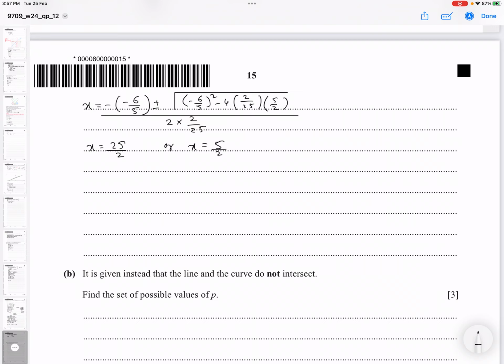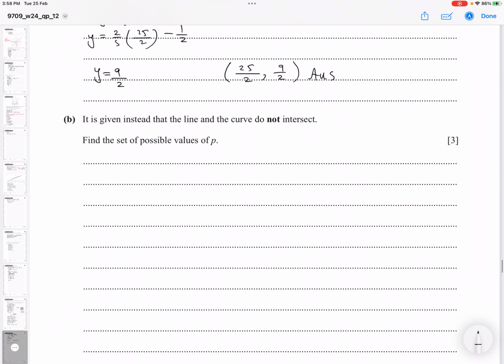So put this in the equation y is equal to 2 over 5 x minus 1 by 2. So y is equal to 2 over 5 times 25 over 2 minus 1 by 2. Your y is equal to 9 by 2. So your coordinates are 25 over 2 comma 9 by 2. This would be your answer. Pretty long question. In part B, it is given instead that the line and the curve do not intersect. Find the set of possible values of k.